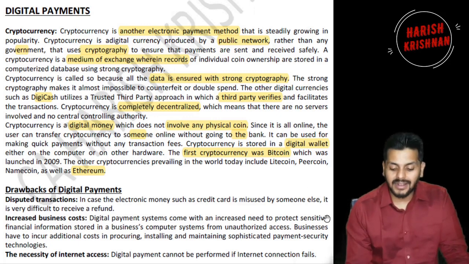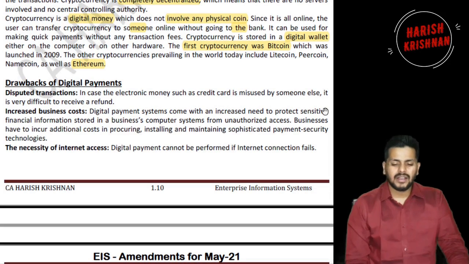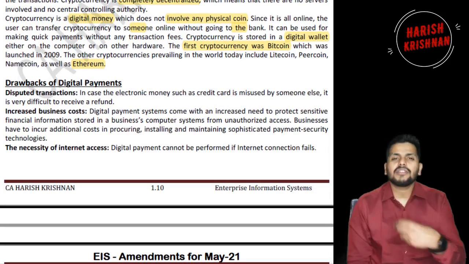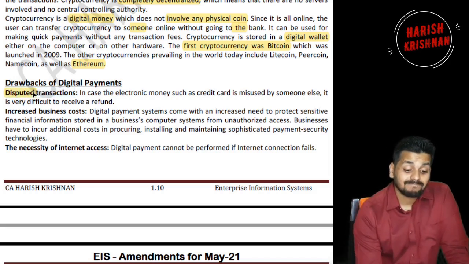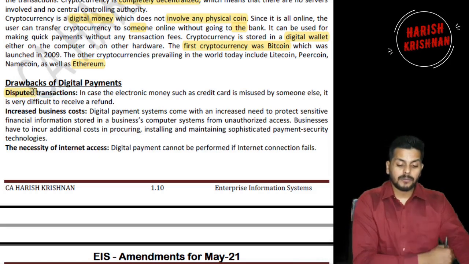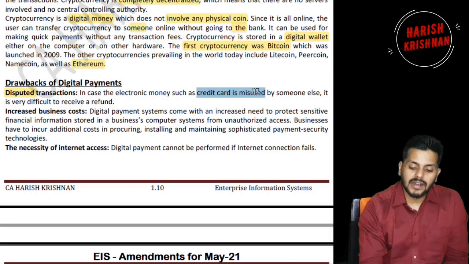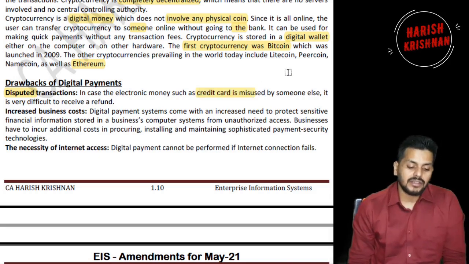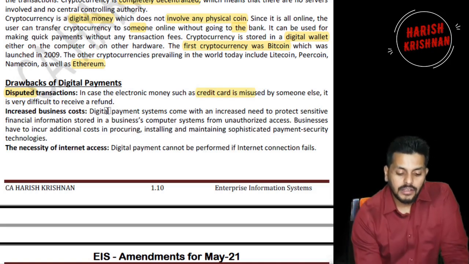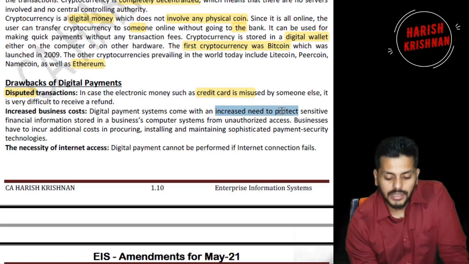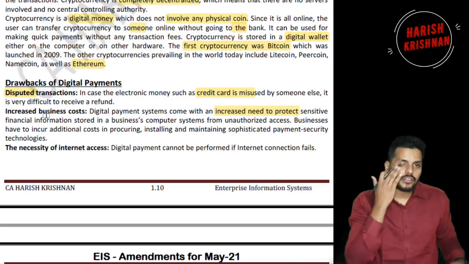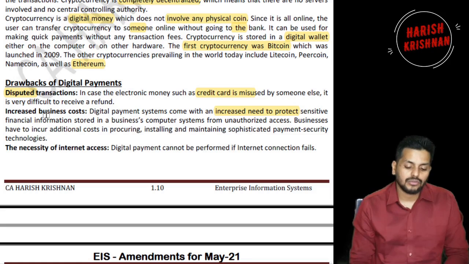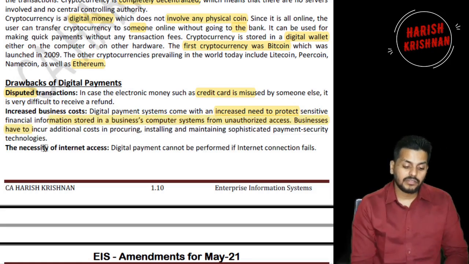Then what we are looking at are some of the drawbacks in digital payments. I don't think you will find any difficulty here because they added 3 new points to the drawbacks. Disputed transactions. 4 points are already there. They added these 3 more. In case electronic money like credit cards are misused by someone else, it is very difficult to receive a refund. And then increased business cost. Digital payment systems come with an increased need to protect sensitive financial information. So increased cost. If you want to make sure all the transactions are safe, you also have to spend very high. So therefore, that is another part. Businesses have to incur additional cost.